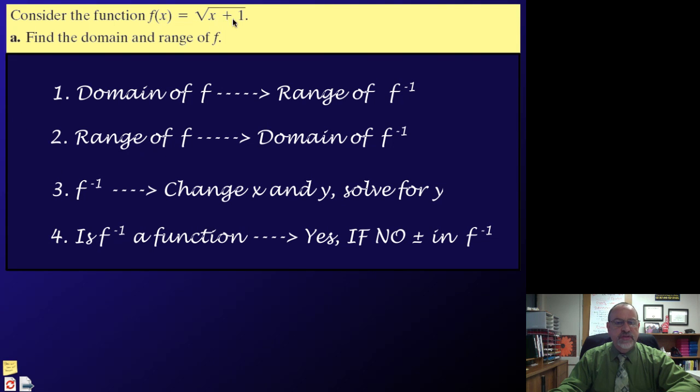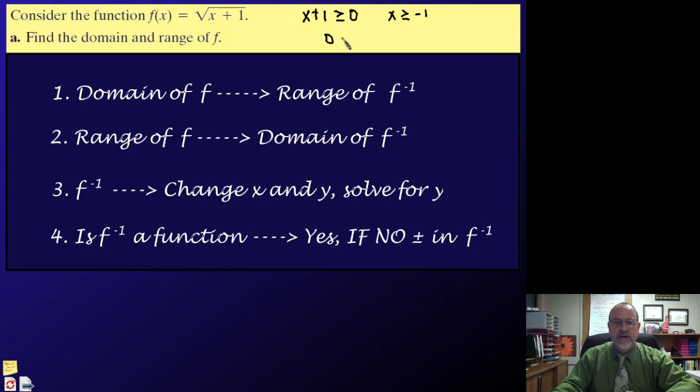So here they give us the function f of x equals the square root of x plus 1. So the first thing we want to do is to determine the domain of this function. Now you remember, because it has a radicand, we're going to have a restriction to our function. I need the radicand to be greater than or equal to 0 because it must be positive. So solving this inequality for x, I have x must be greater than or equal to negative 1.